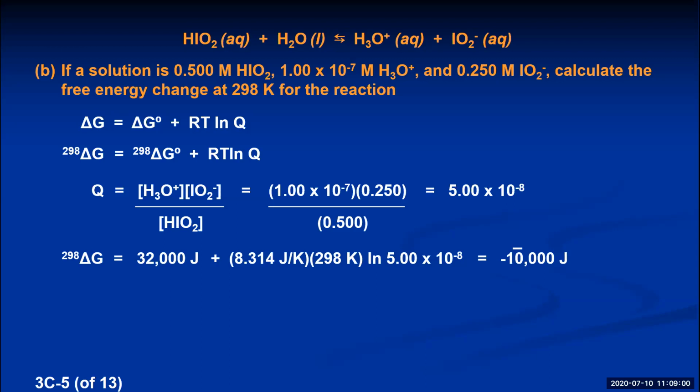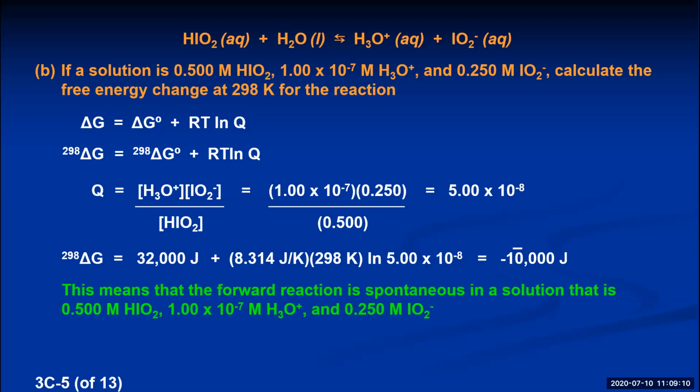So what does this mean? Well, now if you have a buffer solution and you have just pure water and you're adding 0.500 molar iodous acid and 0.250 molar iodide ions, this means that the forward reaction will actually proceed until you reach equilibrium if the solution has these particular molarities. So you can definitely see that concentration variations in reactants and products can change the spontaneity of a chemical reaction.